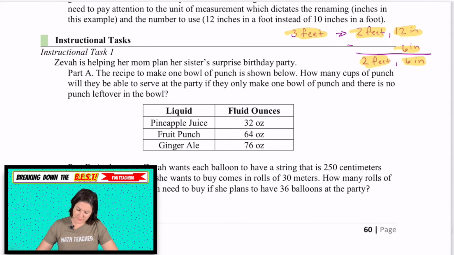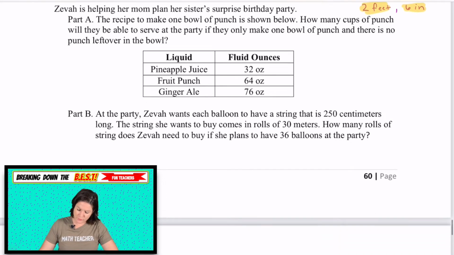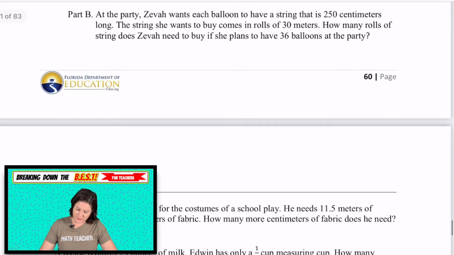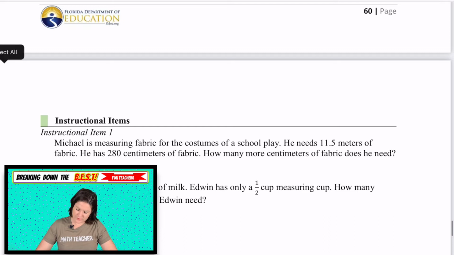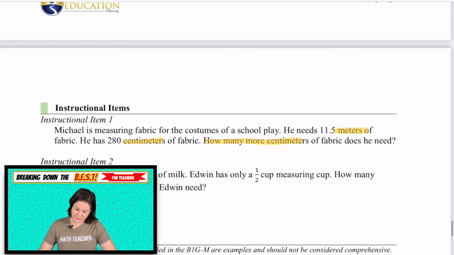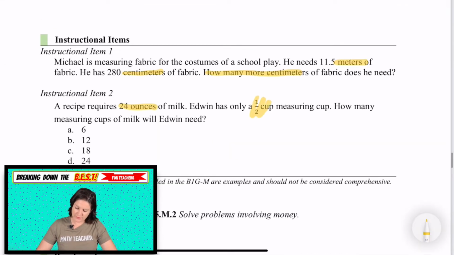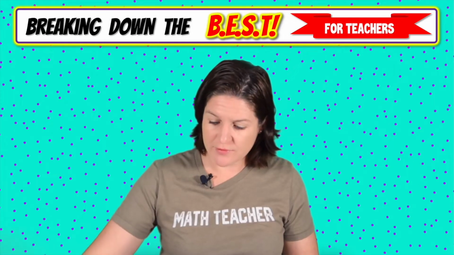And then here are some sample problems for you just to get an idea of what those standards look like in action. Okay, so you can see here we're going from meters, we've got centimeters, we're trying to figure out how many more centimeters, 24 ounces, half of a cup, how many measuring cups. So really students need to practice reading these problems multiple times, breaking them down, making sense of them so they can perform the operations correctly. All right, that's it for breaking down the standard.